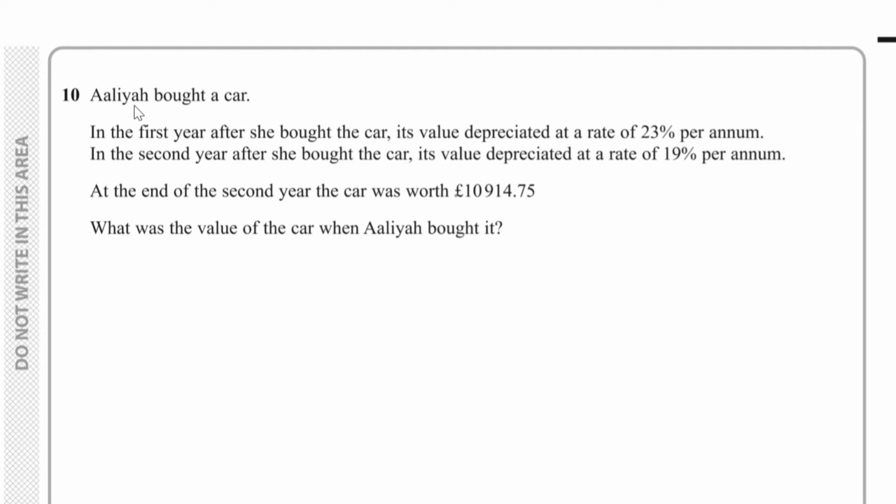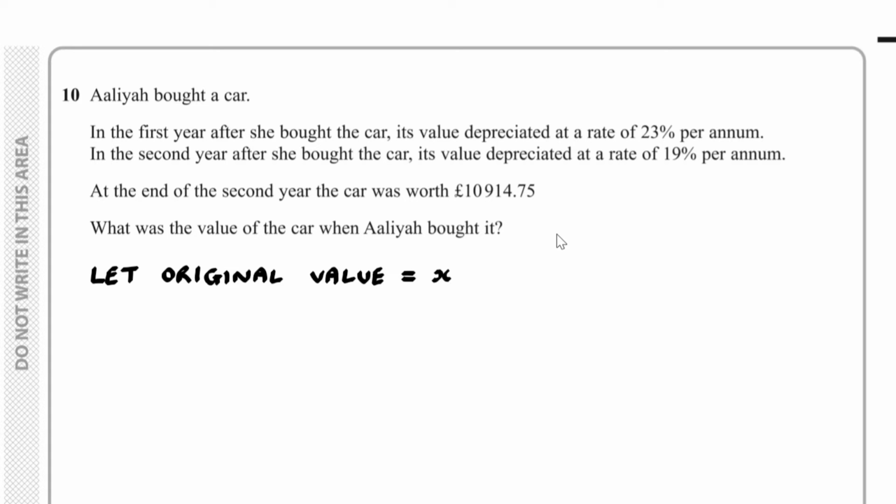Question number 10. Alia bought a car. In the first year after she bought the car, its value depreciated at a rate of 23% per annum. In the second year after she bought the car, its value depreciated at a rate of 19% per annum. At the end of the second year, the car was worth £10,914.75. What was the value of the car when Alia bought it?